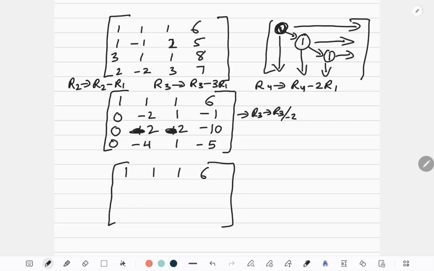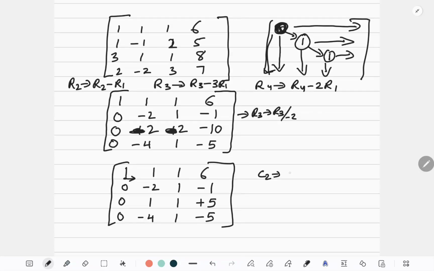1 1 1 6, 0 0 0. Okay. Minus 2 1 minus 1. Then 1 1 plus 5, sorry. And minus 4 1 minus 5. So my first target is achieved. I told you the first element I will make 1 and below that 0. That is done. Now in front of this 1 I should make all 0 by applying the column operations. Okay. So what column operations should I apply?